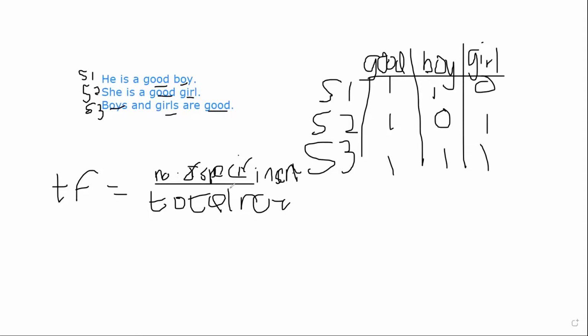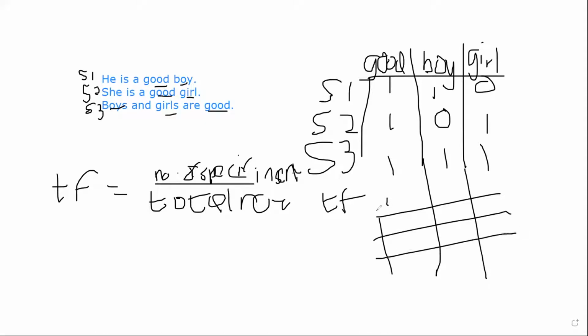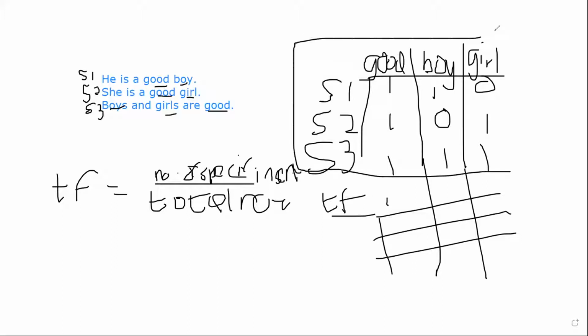I apologize for bad handwriting. Now, I'm going to calculate the TF IDF, the TF metric. So it's the same thing, and I'll just extend this over here like this. For the TF metric, for good it would be 1 by 2, because there are two words, good and boy, and it occurs one out of those two times.